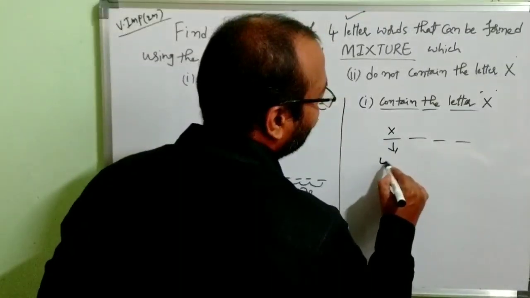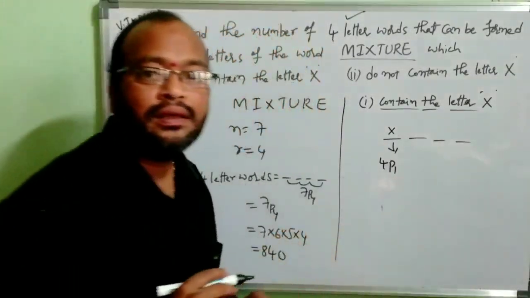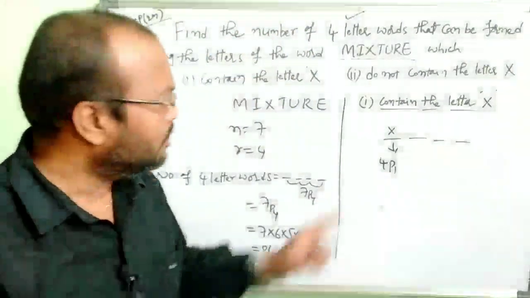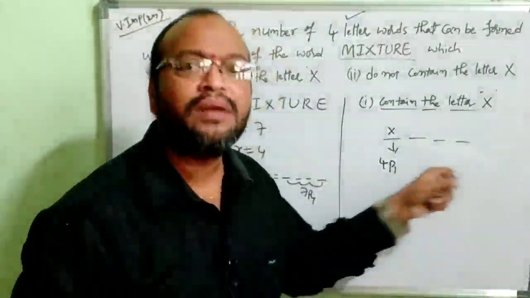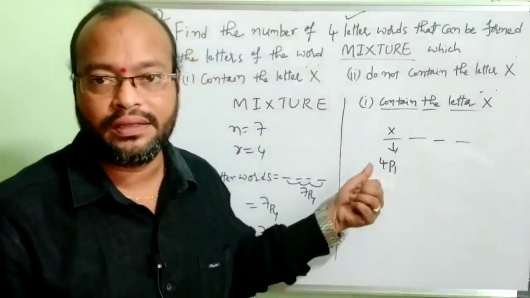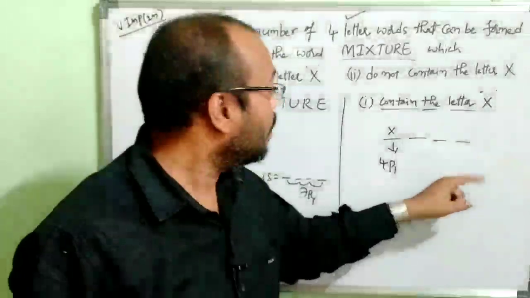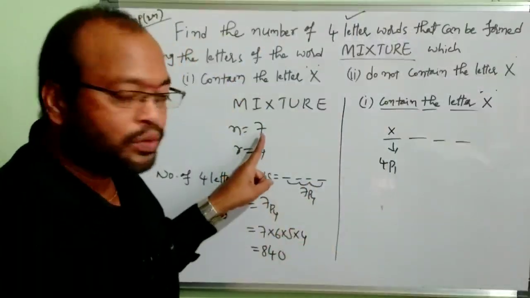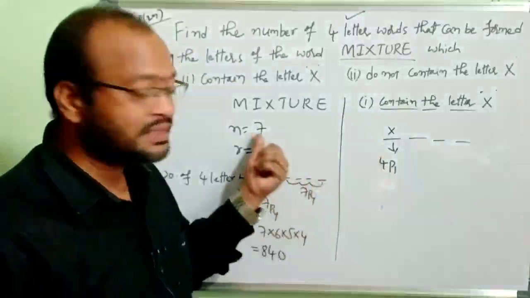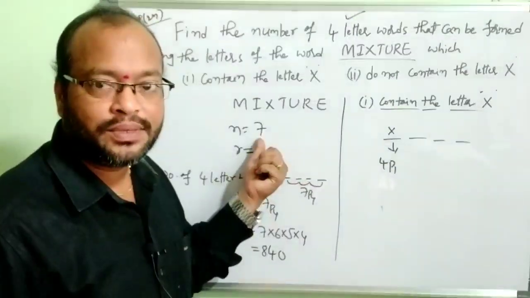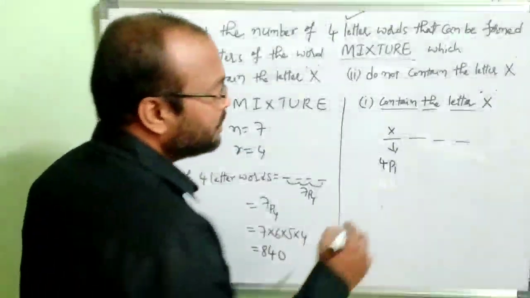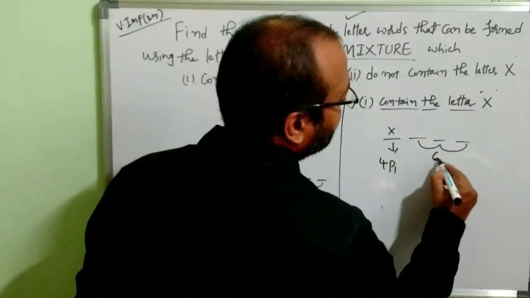So I am taking X here. How many ways are there? 4P1 ways we can arrange. It may be here, here, or here, but we take one of those arrangements. 4P1 ways. Now how many places are there? 3 places. How many letters are there? Out of 7, 1 is filled, so 6 letters are there. So 3 places. How many ways can we fill up? 6P3 ways.